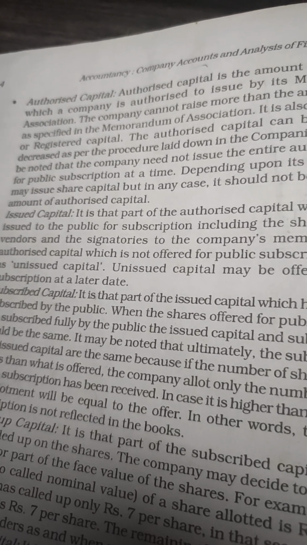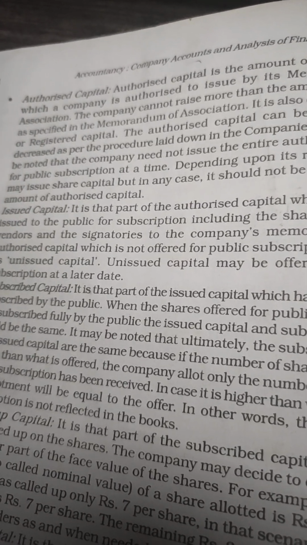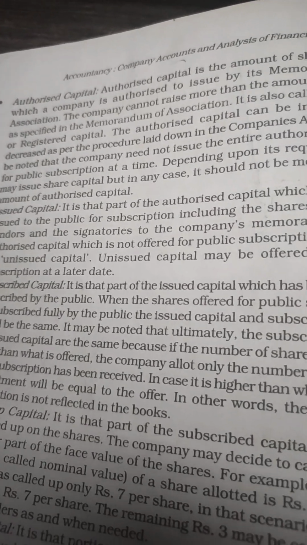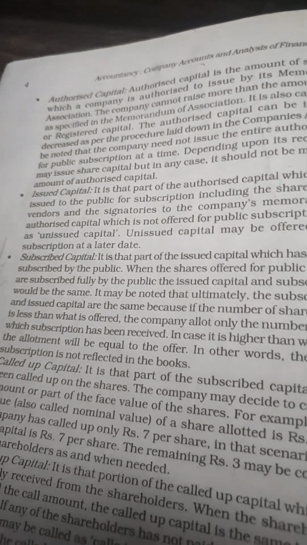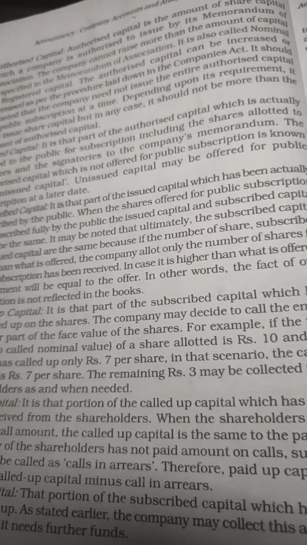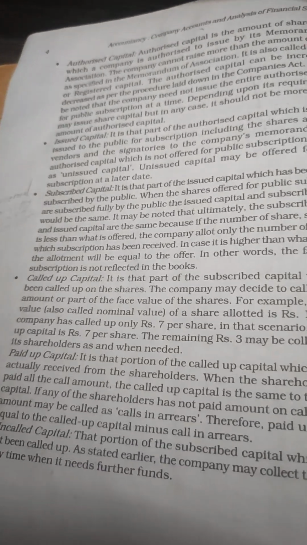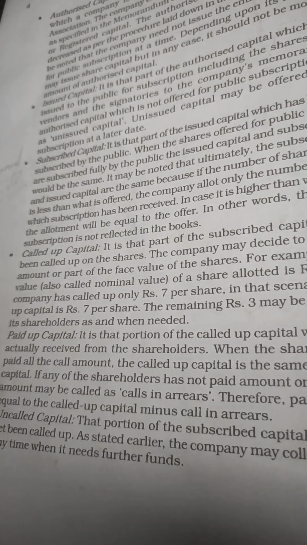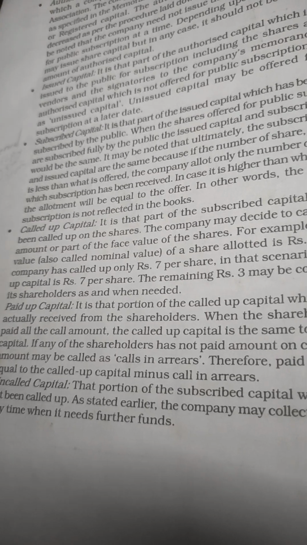The second is issued capital. It is that part of the authorized capital which is actually issued to the public for subscription. The third is subscribed capital. It is that part of the issued capital which has actually been subscribed by the public. Called up capital is that part of the subscribed capital which has been called up on the shares. Then paid up capital. It is the amount of called up capital which has been paid by the shareholders. Then uncalled capital. It is the portion of the subscribed capital which has not yet been called up.